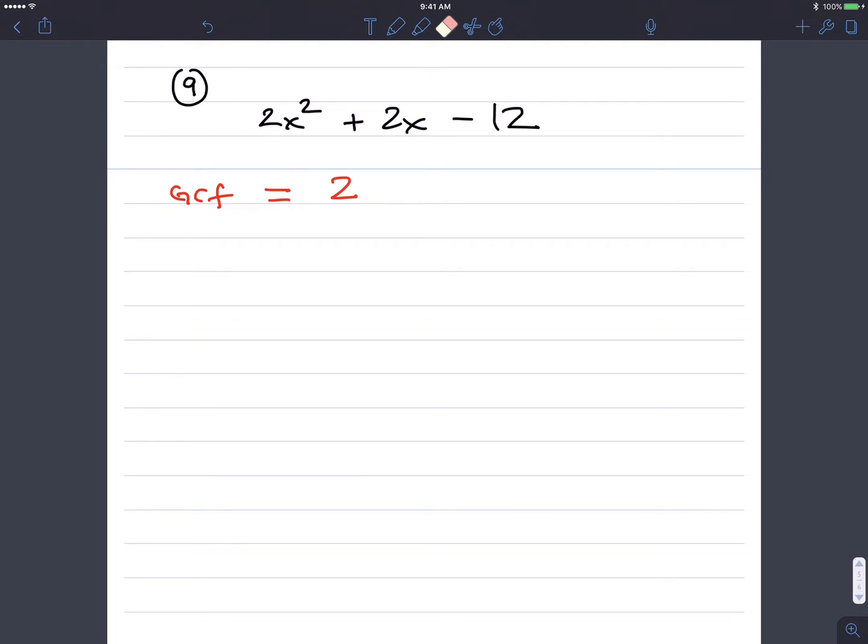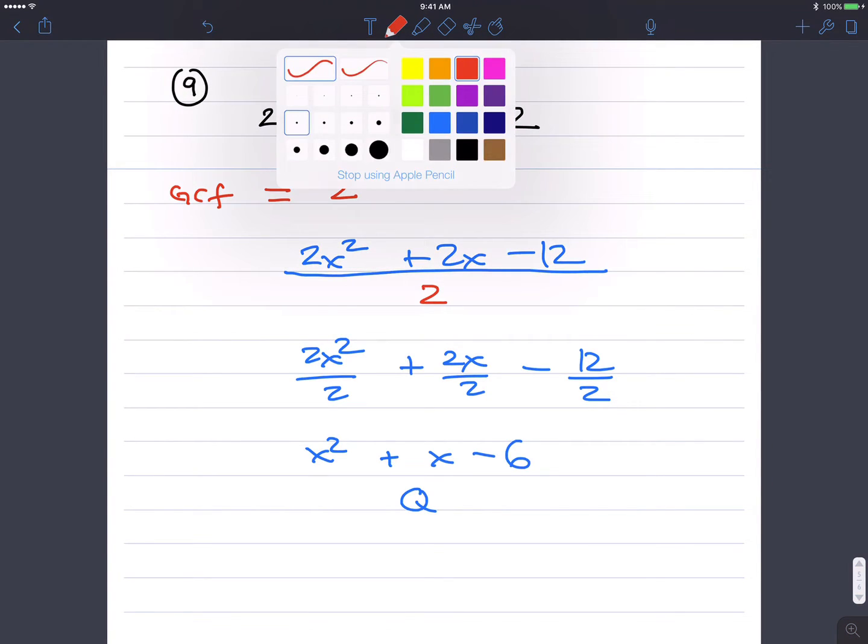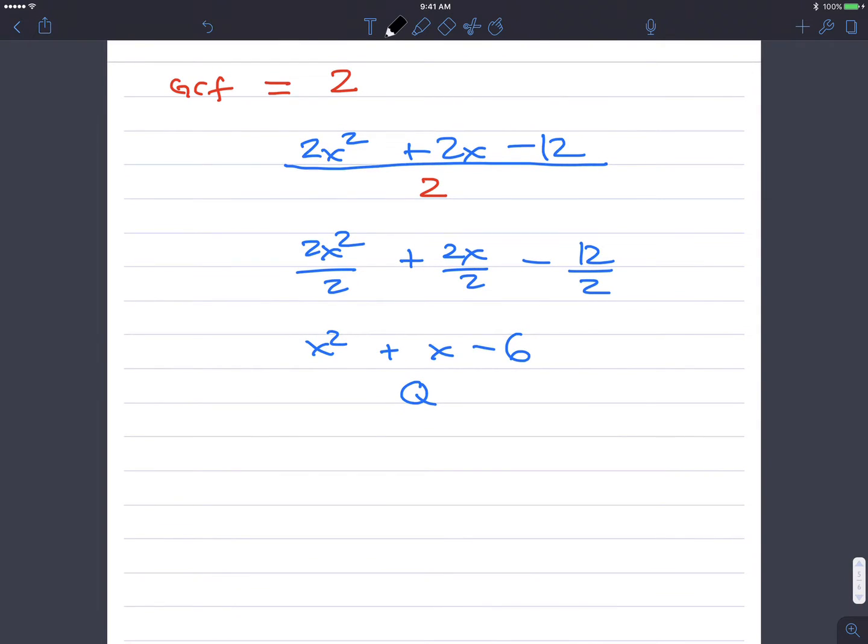Okay, that's a good job. Okay, when I wrote that, I thought, okay, let's see who we can catch with that one. So we get 2x squared plus 2x minus 12. Right, everything over the GCF of 2. So we get 2x squared over 2 plus 2x over 2 minus 12 over 2. This gives us x squared plus x minus 6. I got my quotient here. I got my GCF. So 2 times x squared plus x minus 6.